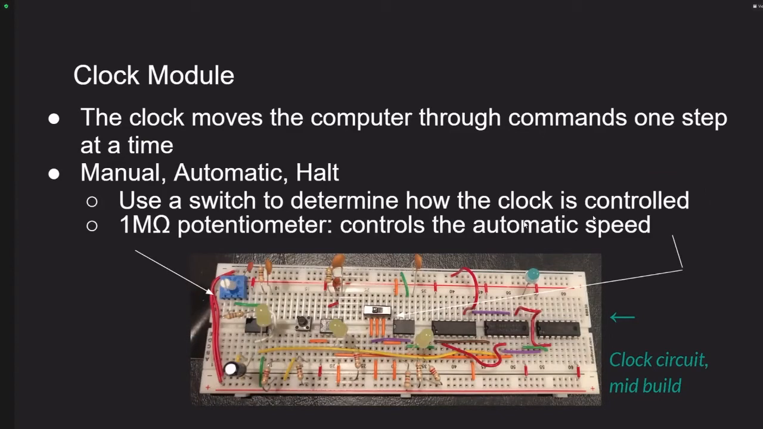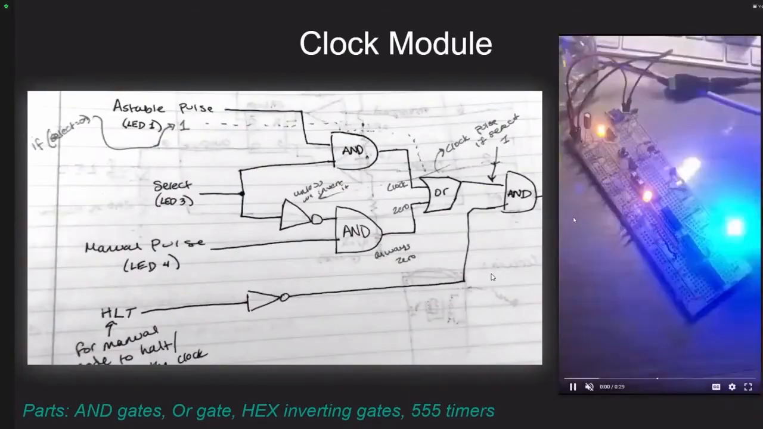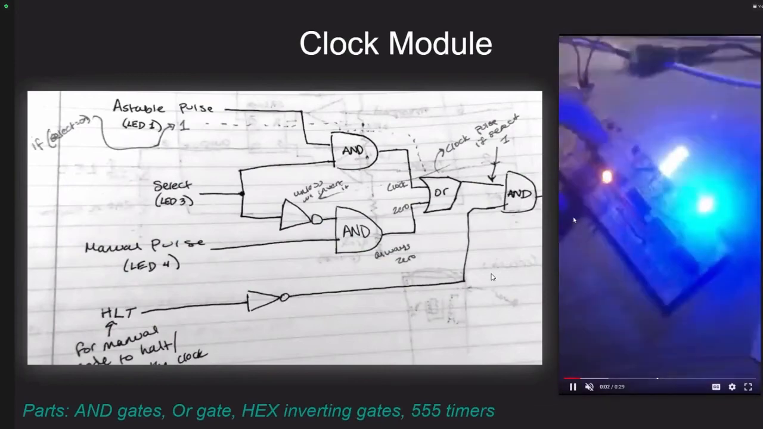So I'm going to explain the clock module. The clock of the computer moves you through the commands the computer is going to make, one step at a time. Our clock can be controlled manually or automatically, and we also have a switch that can turn it off altogether. When it's being controlled automatically, we have something called the potentiometer, which can change the pace it's blinking at without having to replace resistors and change those out every few minutes. And when it's getting controlled manually, we control it with a button. And the switch in the middle switches between automatic and manual.